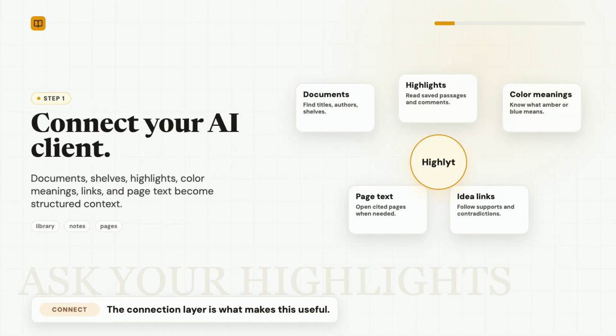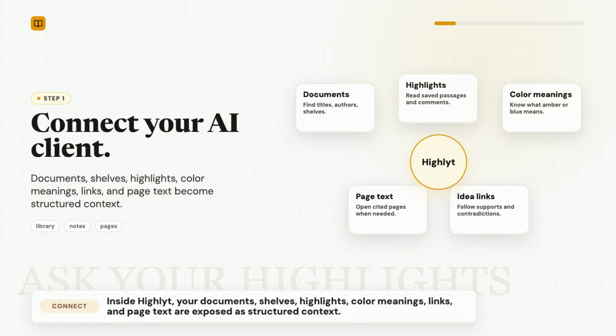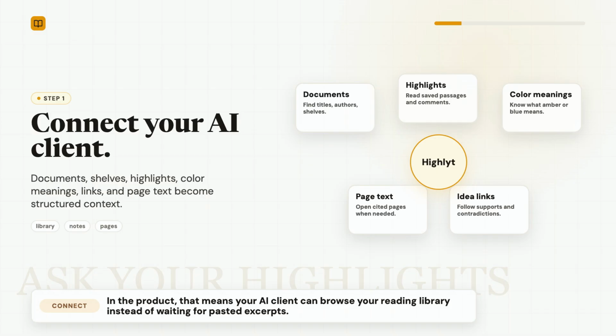The connection layer is what makes this useful. Inside Highlyt, your documents, shelves, highlights, color meanings, links, and page text are exposed as structured context. In the product, that means your AI client can browse your reading library instead of waiting for pasted excerpts. It can find the right document, pull the relevant highlights, understand why a color matters, and keep page references attached.